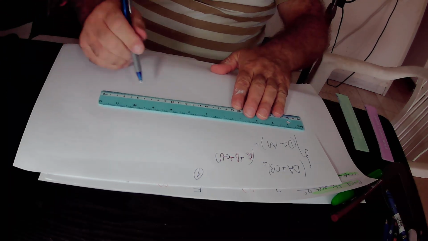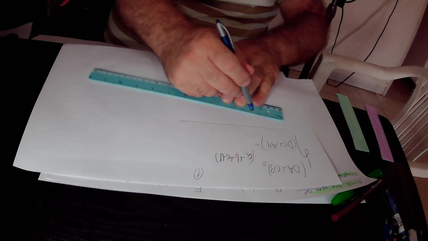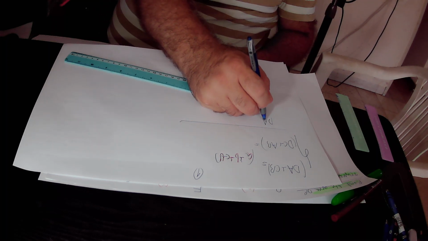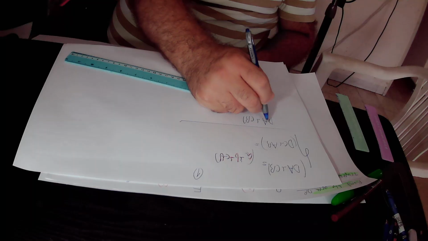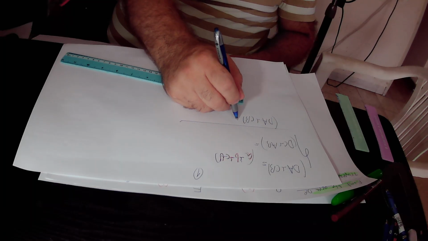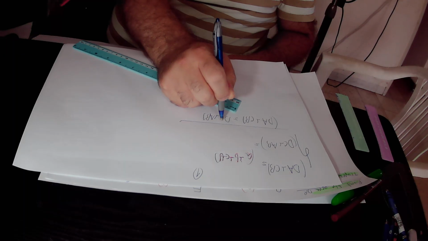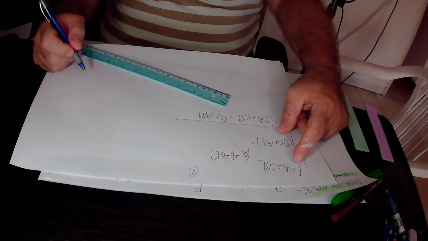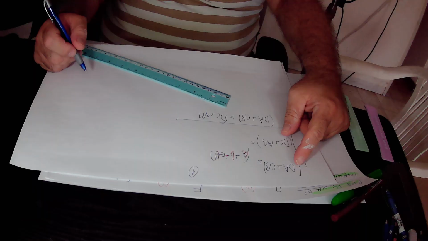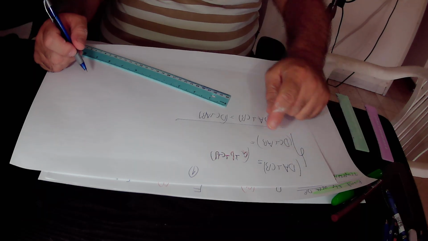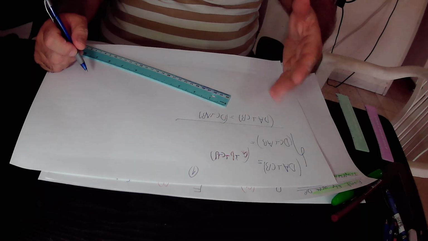So you know, DA plus CB equals DC plus AB. Those two expressions are both equal to A plus B plus C plus D, therefore they are equal to each other.